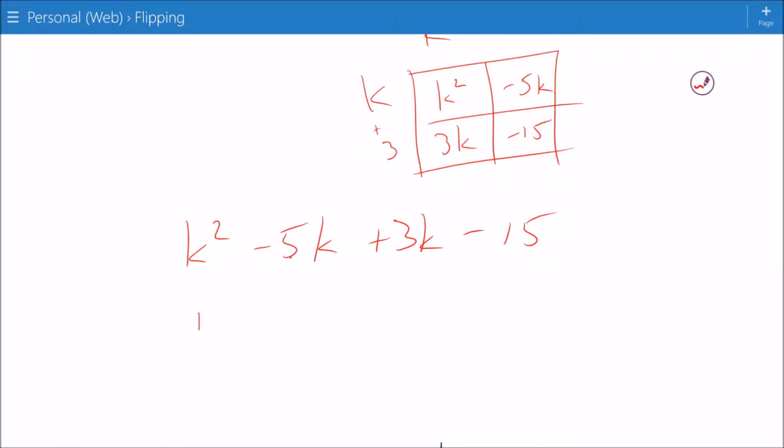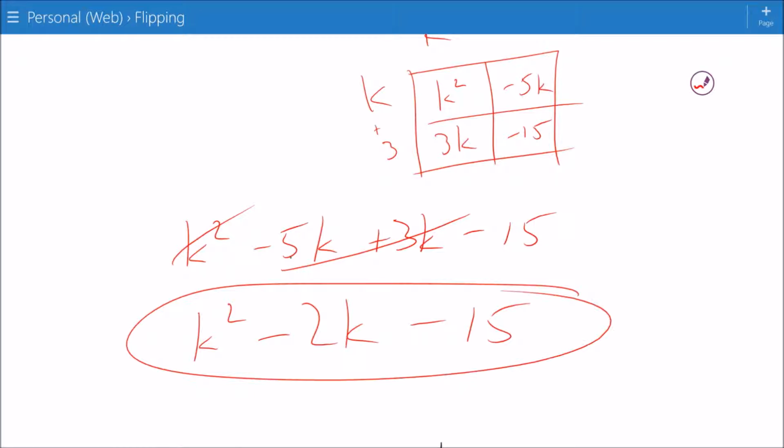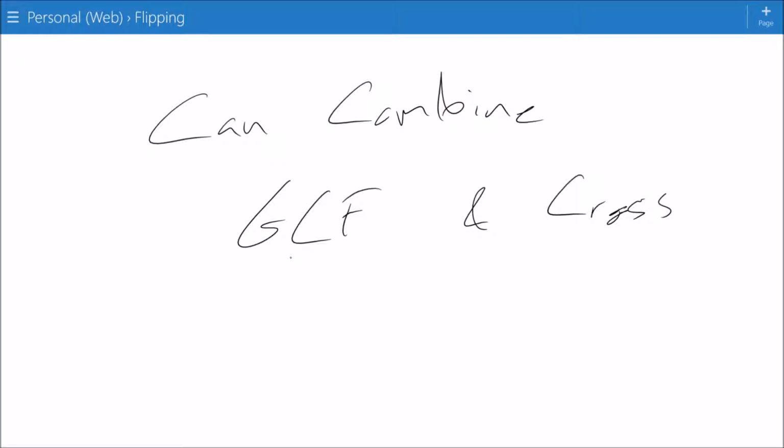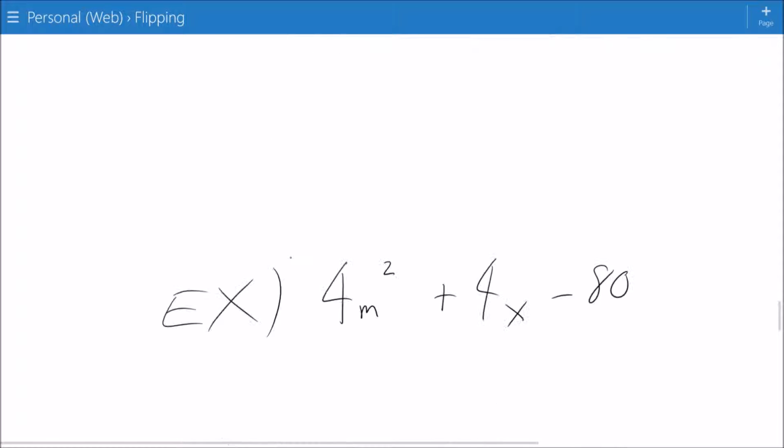Simplify. K squared, that's done. Minus 5k plus 3k. Add those two together. Minus 2k. Those are done. Minus 15. And this is exactly where I started from. Okay, so that's the second method that we can use to factor out here. We can also combine both of these together. So don't freak out if you should see something that requires you to do both.